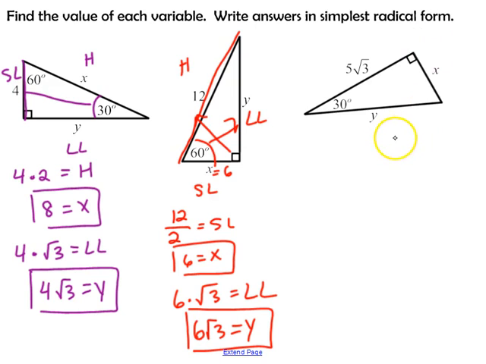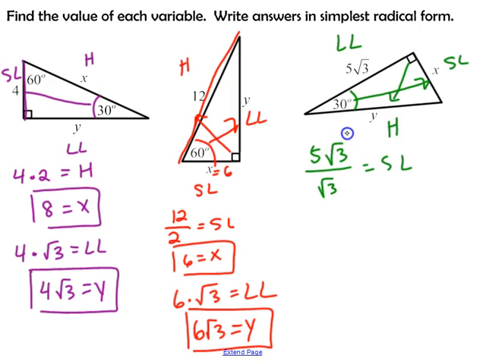Let's take a look at this last example. So 30 degrees is opposite from the short leg. Here we have the hypotenuse, so this is going to be our long leg. And again, when you have the long leg, you want to find the short leg first. You always want to find the short leg first if you're not given the short leg. So we take the long leg, and in order to find the short leg, we need to divide by the square root of 3.